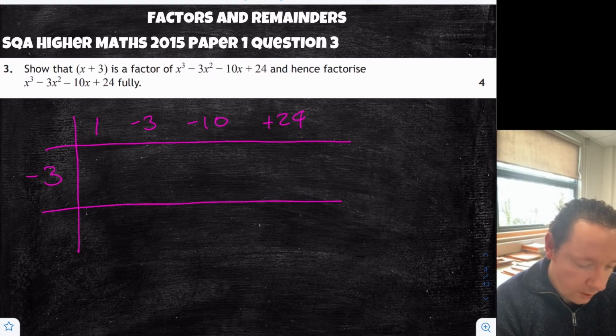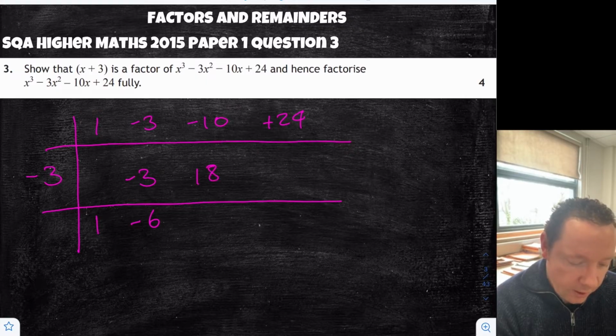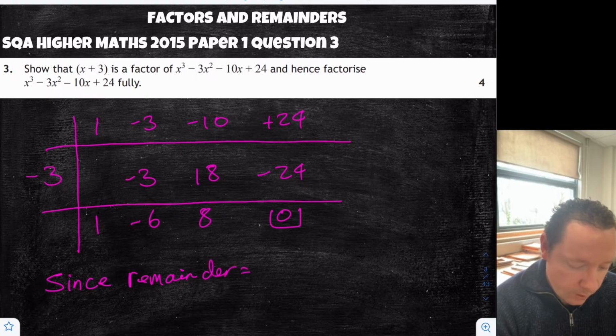So we drop 1 down. 1 times minus 3 is minus 3. Minus 3 plus minus 3 is minus 6. Minus 6 times minus 3 is 18. 18 take away 10 is 8. 8 times minus 3 is minus 24. And 24 take away 24 is 0. So I can just write a little statement. Since the remainder equals 0, x plus 3 is a factor.